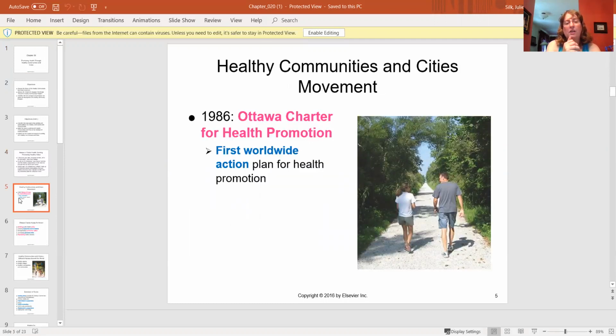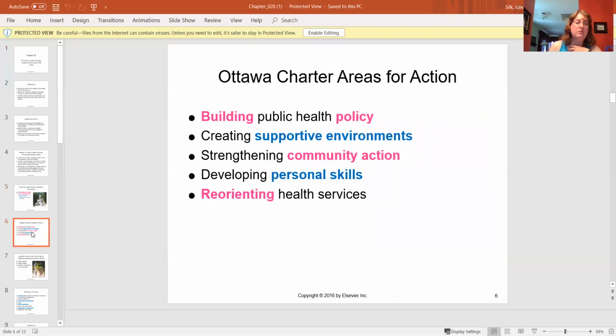All right, so back in 1986, there was the Ottawa Charter for Health Promotion. So this was the first worldwide action plan for health promotion. The areas that they focused on were building public health policies. They wanted to create supportive environments. They wanted to strengthen community action, develop personal skills, and then reorient health services.